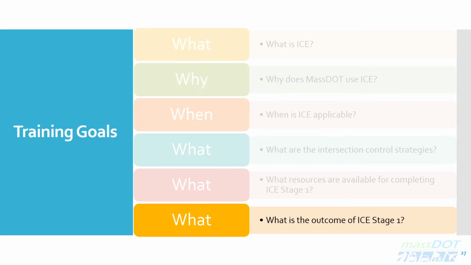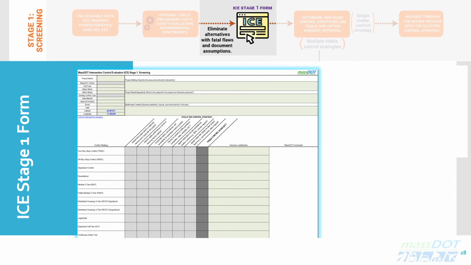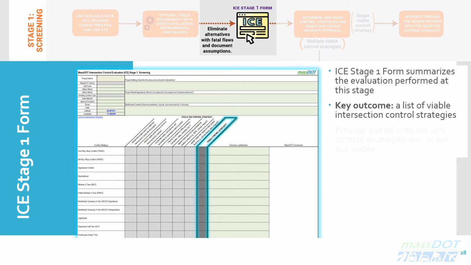The next training goal to cover is, what is the outcome of ICE Stage 1? To answer this, we will walk through the Stage 1 form and questions. Once the resources have been reviewed and analysis is complete, the ICE Stage 1 form should be filled out to document the viability of each control strategy or the exclusion of non-viable control strategies. The ICE Stage 1 form summarizes the evaluation performed at this stage.